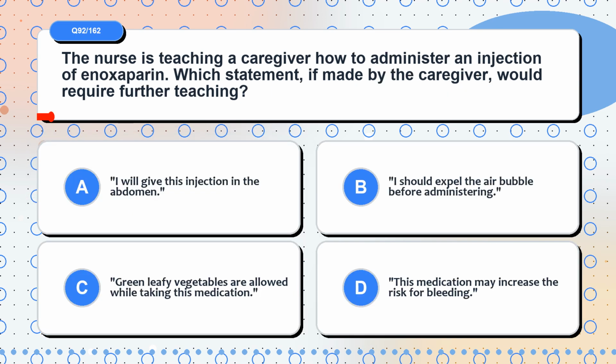Question 92. The nurse is teaching a caregiver how to administer an injection of enoxaparin. Which statement, if made by the caregiver, would require further teaching? Here are the options. Option A. I will give this injection in the abdomen. Option B. I should expel the air bubble before administering. Option C. Green leafy vegetables are allowed while taking this medication. Option D. This medication may increase the risk for bleeding.